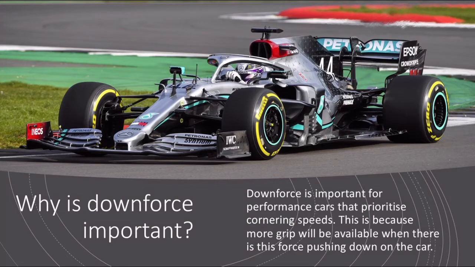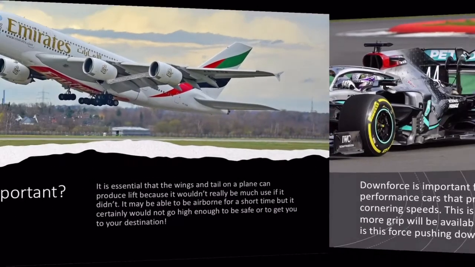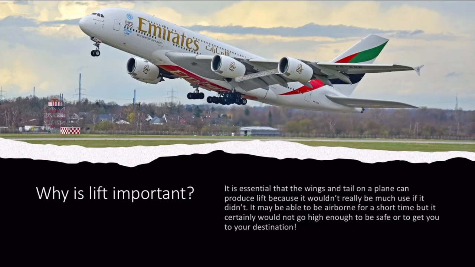But now we're going to have a look at why lift is important. Well, obviously it's important that the wings and the tail on a plane can produce lift, because a plane wouldn't really be a plane if it didn't. So it may be able to go airborne for a short while from the thrust of the engine, but it definitely won't go high enough to be safe. It'll just run into houses and cars or something, and definitely it won't get you to your destination. It wouldn't even get you from Heathrow to Gatwick, to be honest.